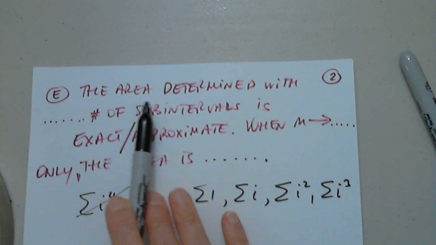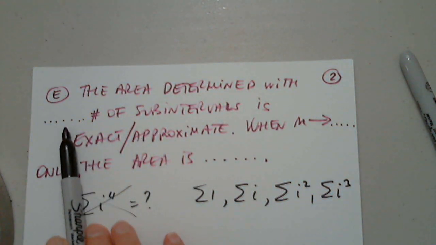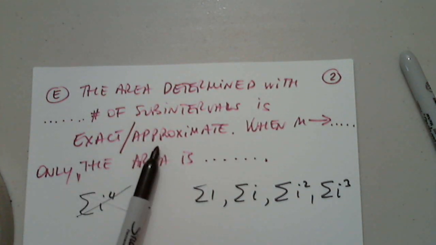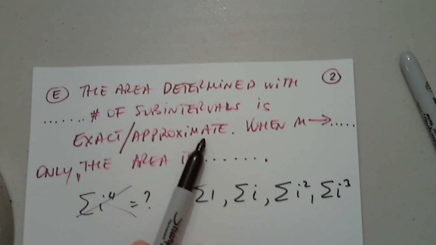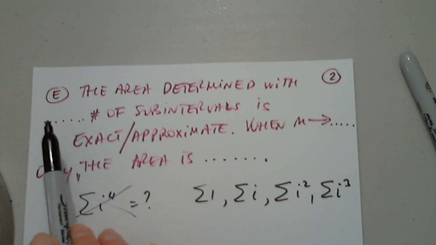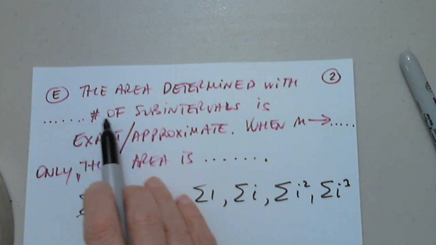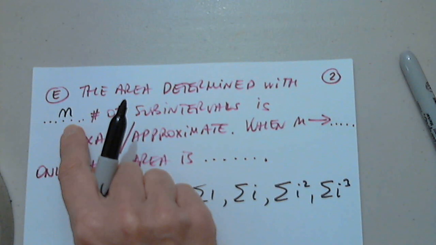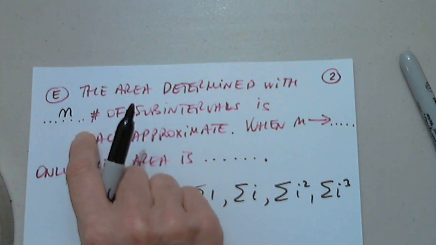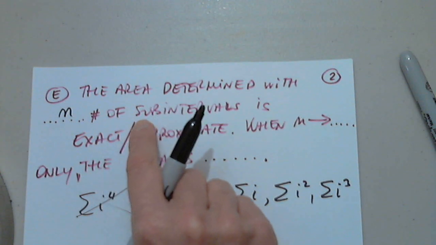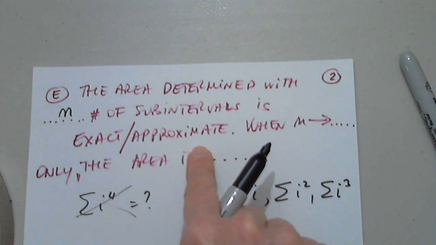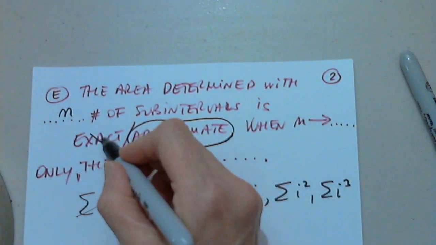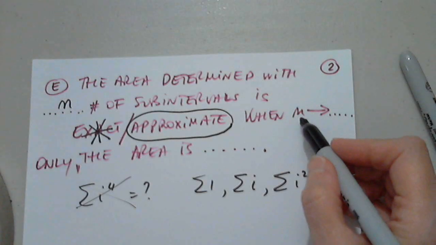Okay, last one. The area determined with n subintervals is exact or approximate? It's exact. Careful. N subintervals. If I use N subintervals, like N equals 4 or 16 or 32, the area will be exact or approximate? Exact. Oh, oops. That's okay.